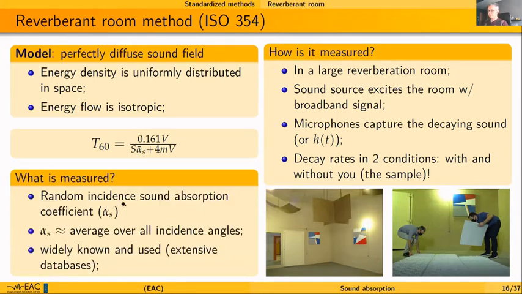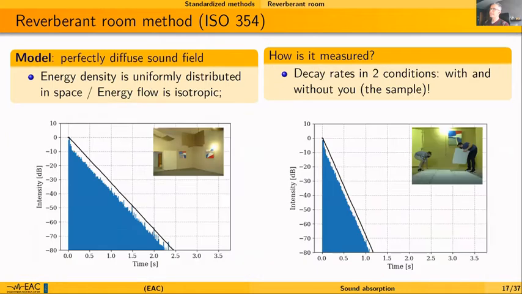So what is measured really is what we call the random incidence sound absorption coefficient, which can be seen as an average over all angles of incidence. So we don't have the absorption per angle of incidence, but we have the absorption as an average of all angles of incidence. It is a widely known method. There are extensive databases to use, for instance, in room acoustic simulations and so on. And of course, this is standardized.